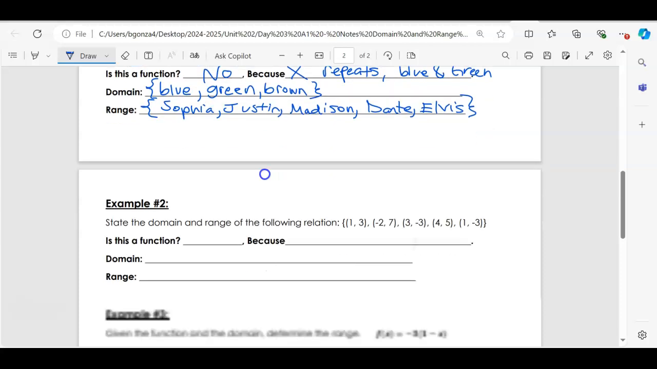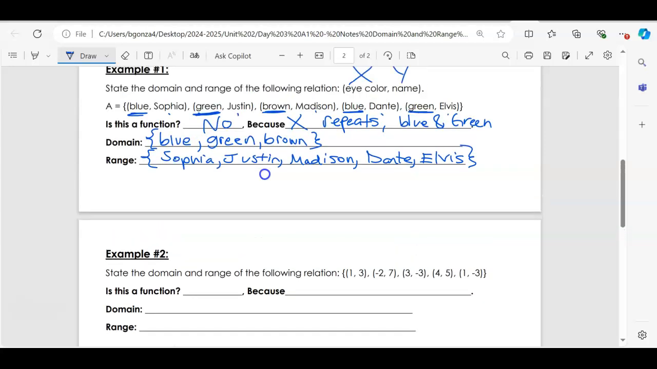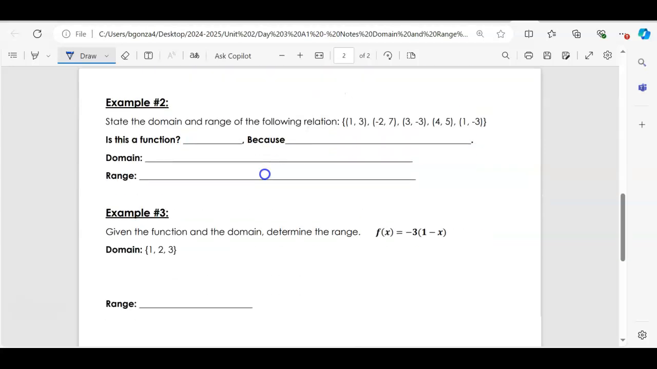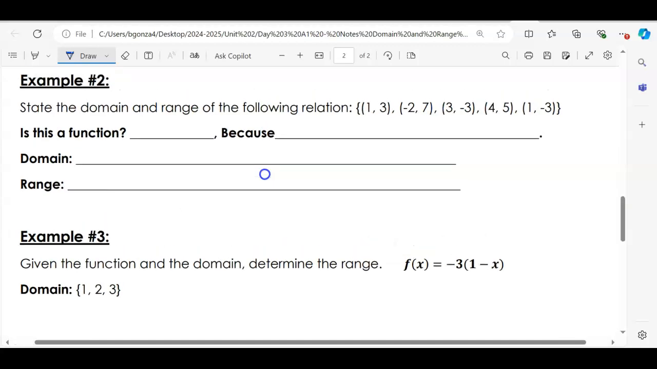All right, here we go. Example 2. Does anyone still need the example 1? Example 2, here we go. State the domain and range. Now, domain is X, right? Look at all these X values.